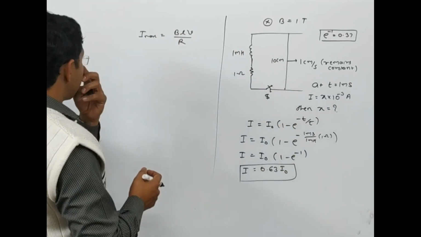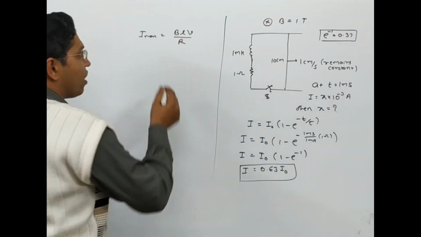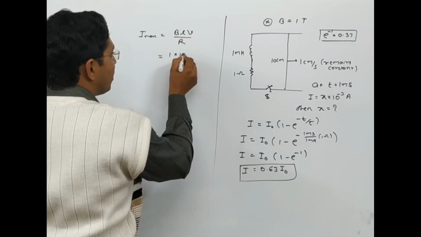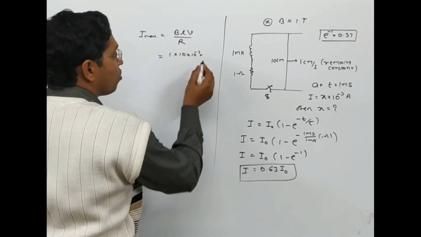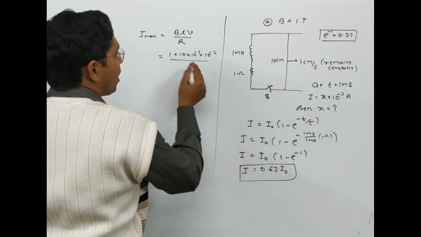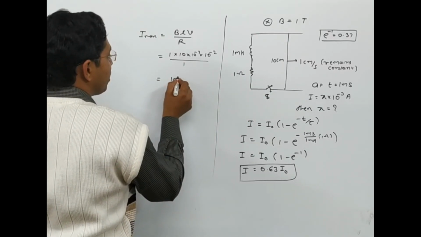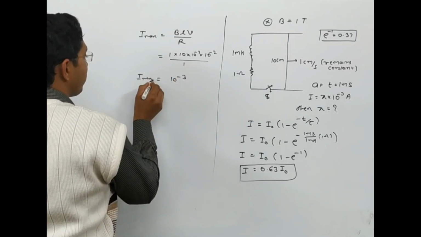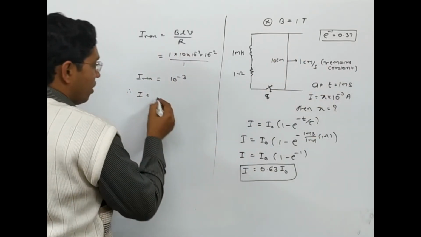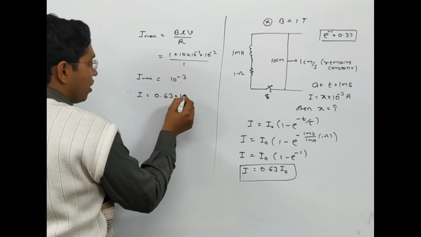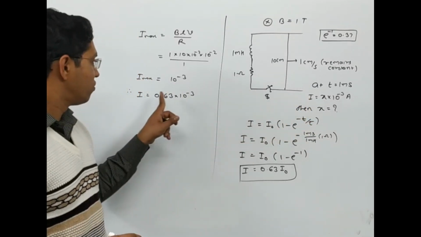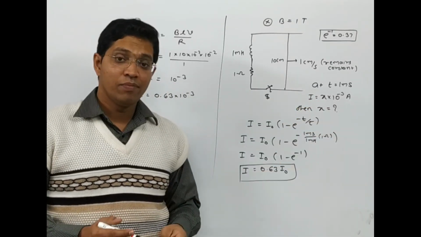So here the maximum current is going to be BLV by R, where the magnetic field is 1, your length is 10 into 10 raised to minus 2, your velocity is 10 raised to minus 2, and resistance which we have is 1. So it is going to be 10 raised to minus 3, which is I max. Therefore, how much will be the current at t equal to 1 millisecond? It is going to be 0.63 into 10 raised to minus 3. So naturally, if I compare this with the given form, then x turns out to be 0.63.